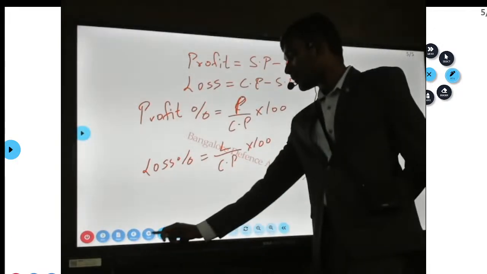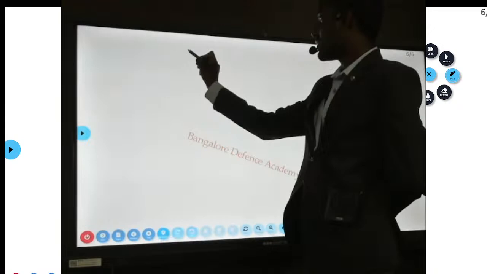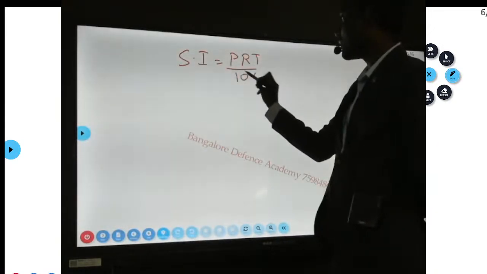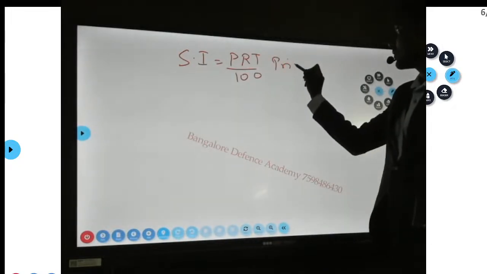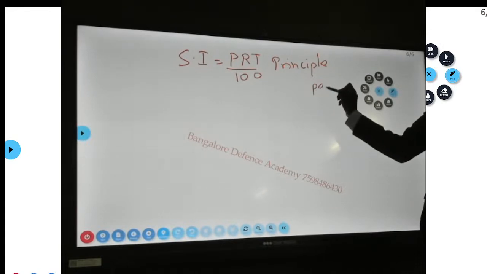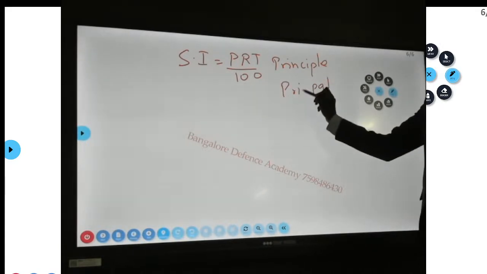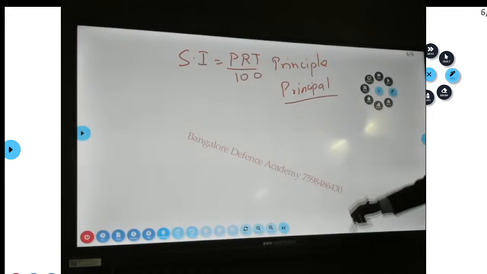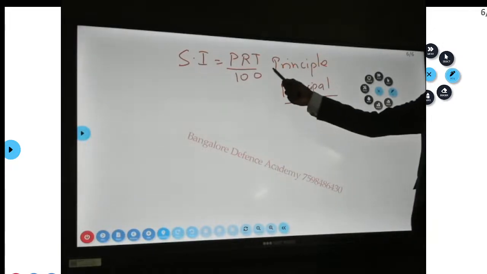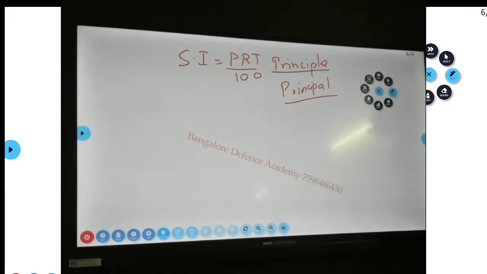Next, interest. You have simple interest. The formula is PRT divided by 100. P is principal or principle? Which one? And what is this second one? Headmaster. Okay, give me some example of principal. In our life, in Maths? Example.